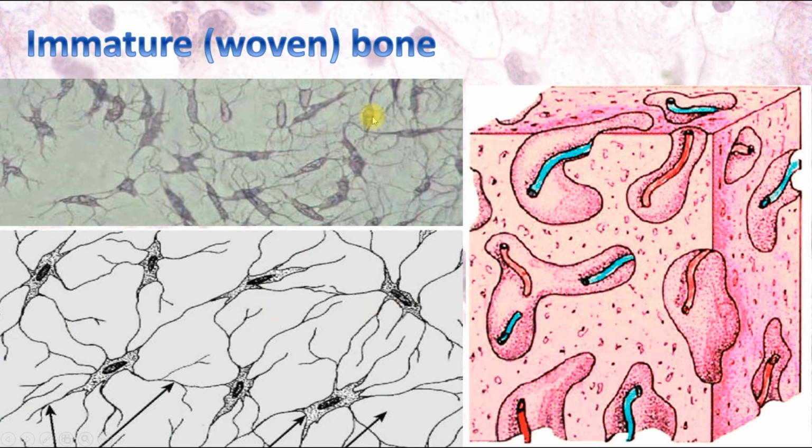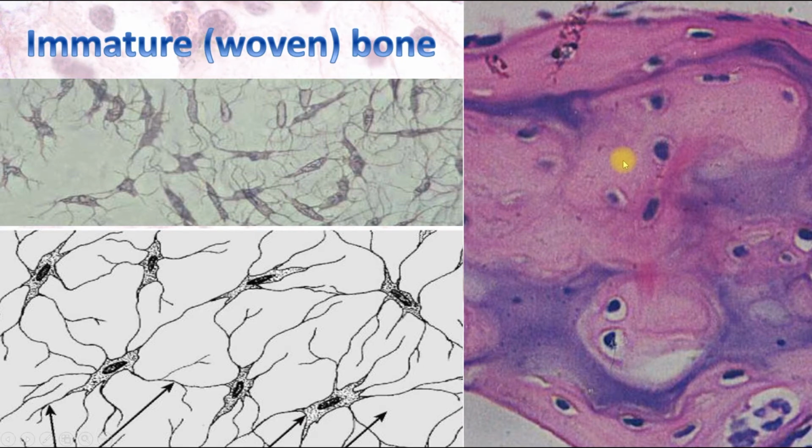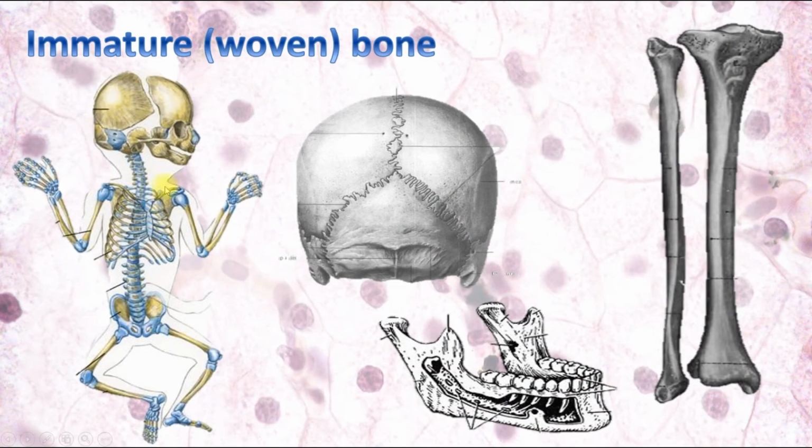Here we can see the structure of immature woven bone. It has numerous cells, and there are osteocytes inside the bone. Also there are osteoblasts which cover bony trabecula. Also osteoclasts are present there. So the first result of ossification, direct or indirect, is formation of immature woven bone. All fetal bones are made up of immature woven bone, but adults also have this type of bony tissue.